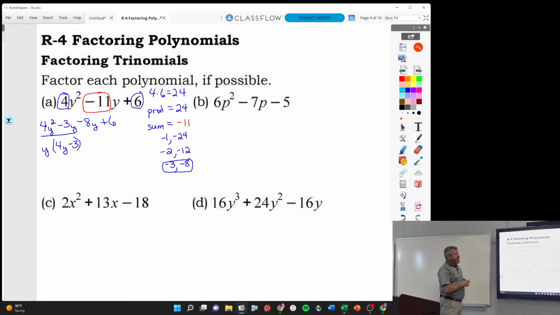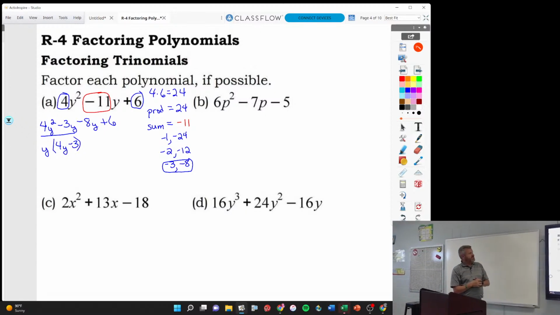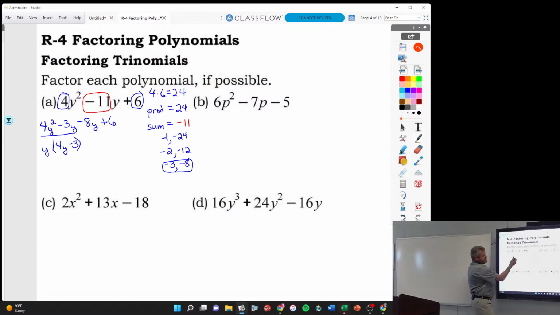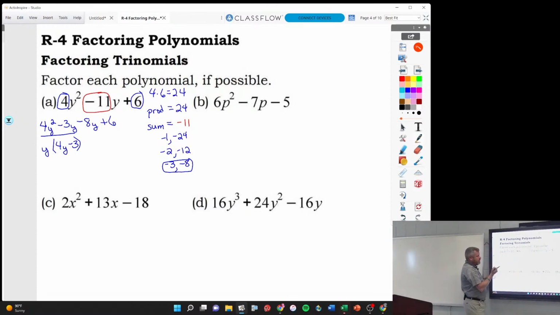How about the next two? I have a negative 8y and a 6. Well, they don't both have a y, so I can't take a y out. However, negative 8 and 6 are both even, so I can take a 2 out. Now again, I look at that first term, which happens to be a negative 8, and because it's negative, I'm not going to factor out a 2, I'm going to take out a negative 2. Well, if I take a negative 2 out of negative 8y, that leaves me with a positive 4y. And if I take a negative 2 out of a positive 6, that leaves me with a negative 3.